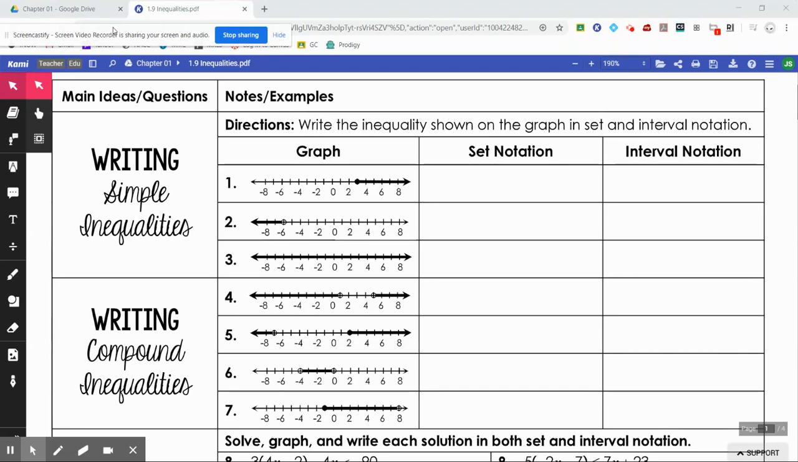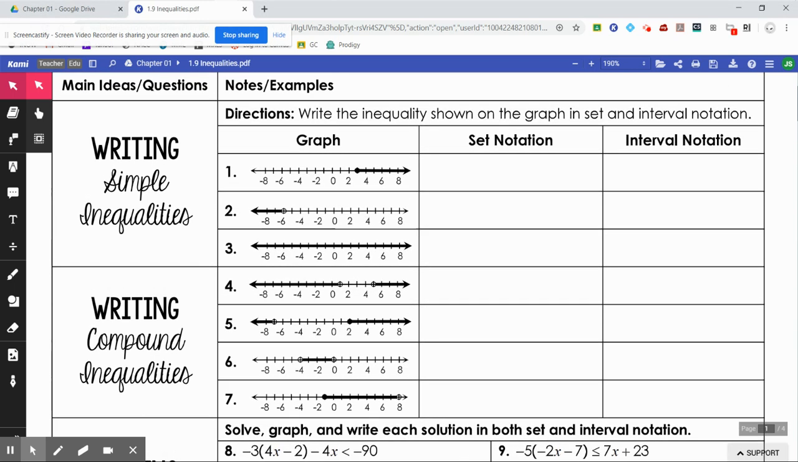Okay, in this video, we're going to be solving inequalities. And before we solve them, let's remind you how to write your answers. So let's go back over set notation and interval notation. So let's look at number one here.